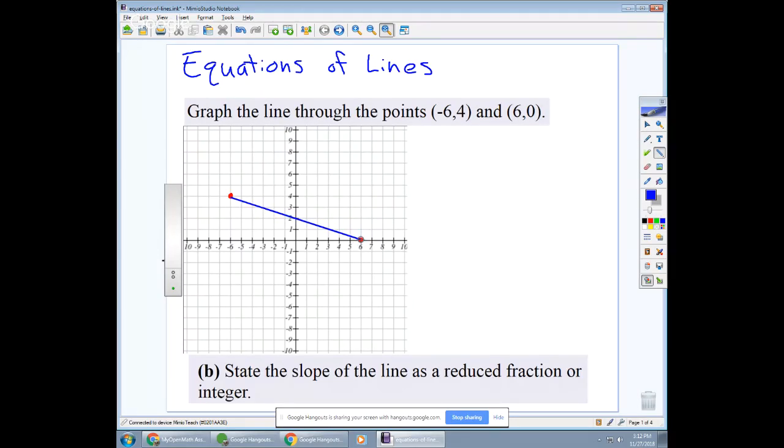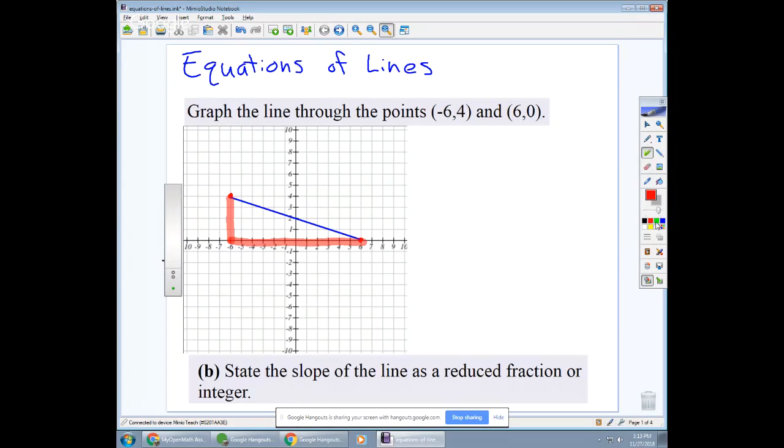So about right there-ish. Now it looks like I can see the y-intercept, but we're going to have to double check that. So let's see, slope, let's check that out here. So the slope is rise over run, and I can see from this point my rise is a drop from 4 to 0, and then a run to the right from -6 to 6.